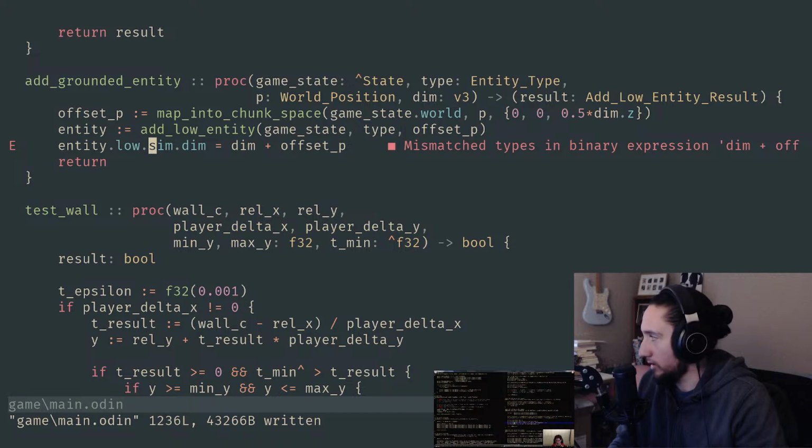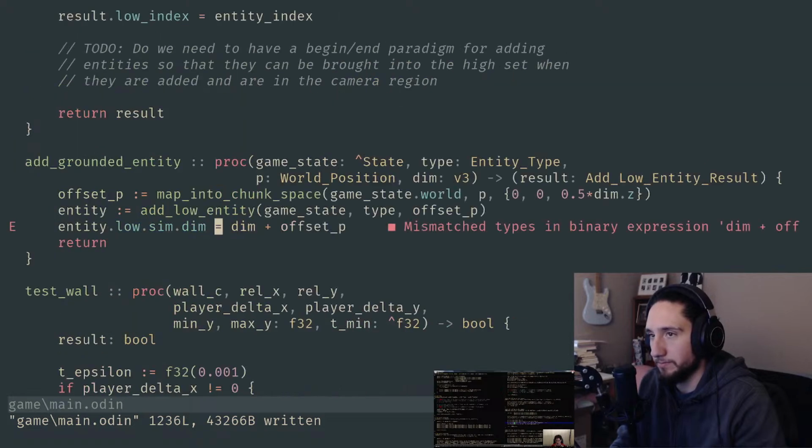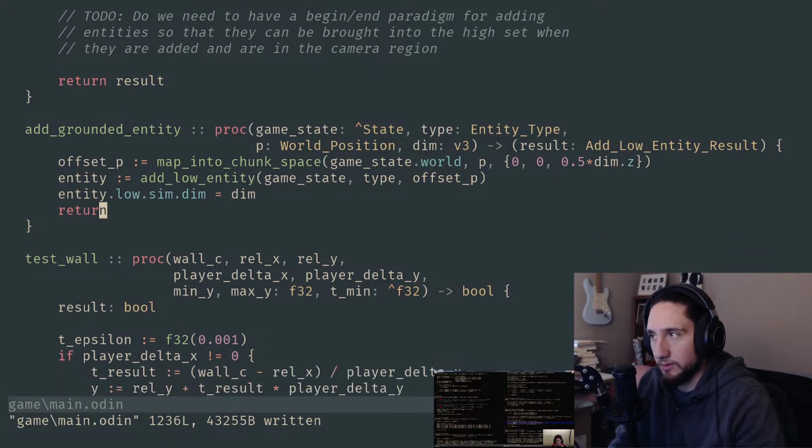And now, what is your problem? Mismatched types. What is this even? It's a world position. Oh, I see. He passes in. Okay. So that's where the offset p gets used. I thought it wasn't being used here. And then we set the dim. Interesting.